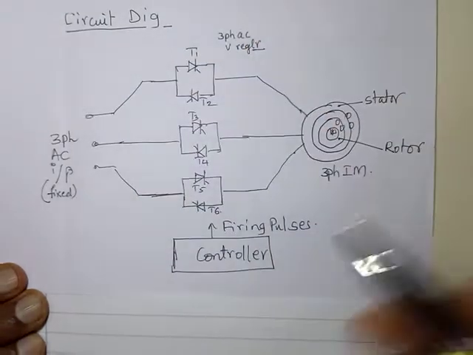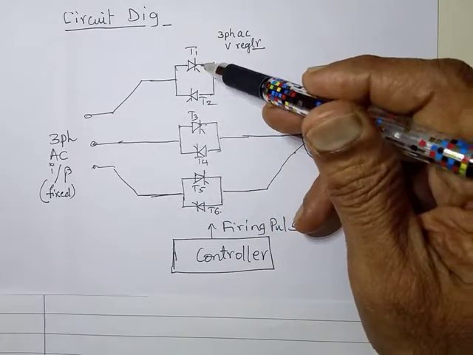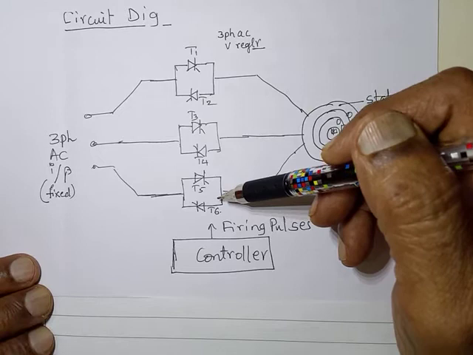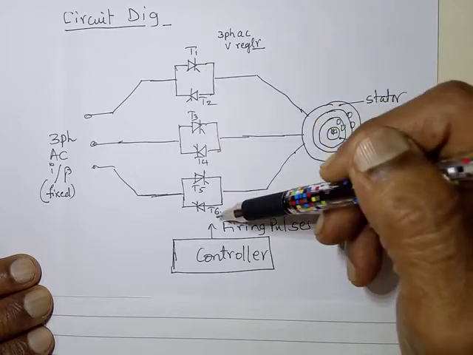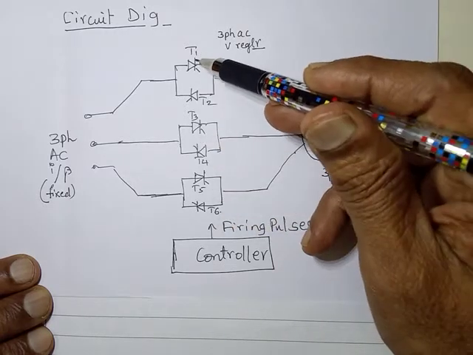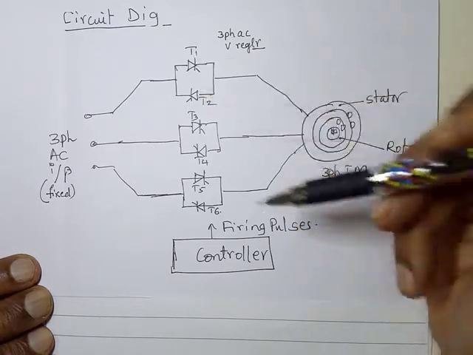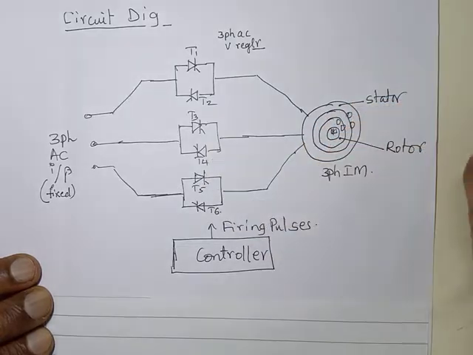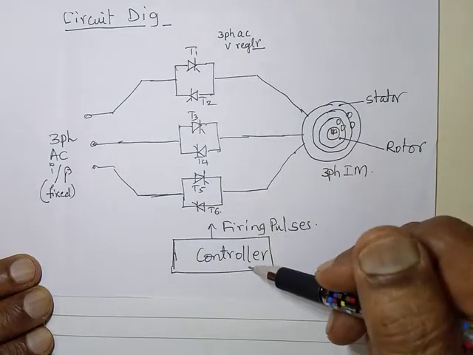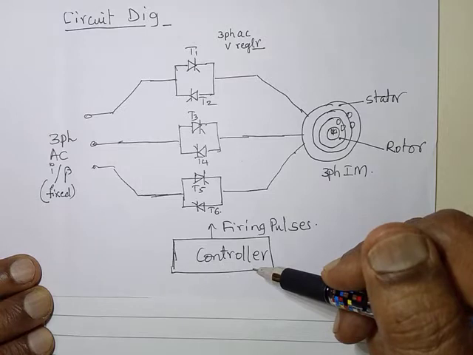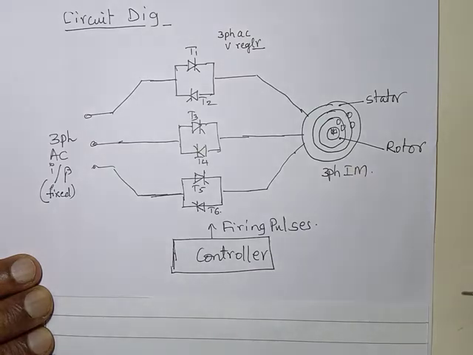regulator, and here the three-phase AC voltage regulator consists of 6 SCRs. We could have as well used 6 transistors. There are actually 3 pairs. Each pair is having two back-to-back connected or anti-parallel devices, T1, T2, T3, T4, T5, T6, and these SCRs are given the firing pulses using a controller. The controller decides the firing angle depending on the speed of the motor expected.